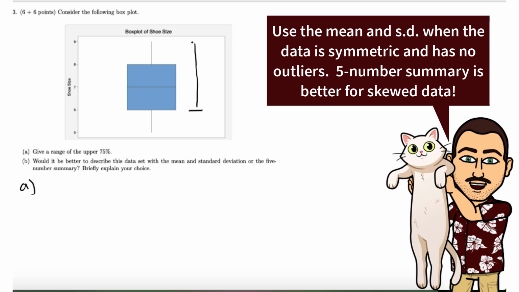From looking at the box plot, it's easy to tell what the range for the upper 75% is. It's starting at the line from the box and it goes all the way to the top. So if we look at the scale on the left, we can conclude that shoe sizes between a size 6 and a size 9 make up the upper 75% of the data here.